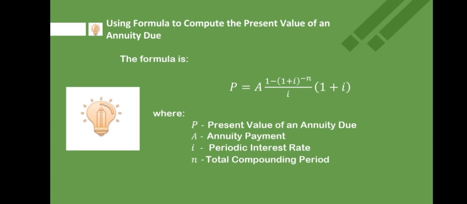So using the formula to compute the present value of an annuity due, the formula is P is equal to A times 1 minus the quantity of 1 plus i raised to the power of negative n all over i times the quantity of 1 plus i, where P is the present value of an annuity due, A is the annuity payment, i is the periodic interest rate, and n is the total compounding periods.